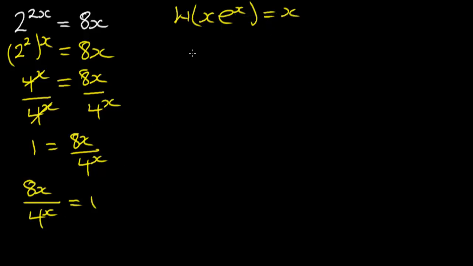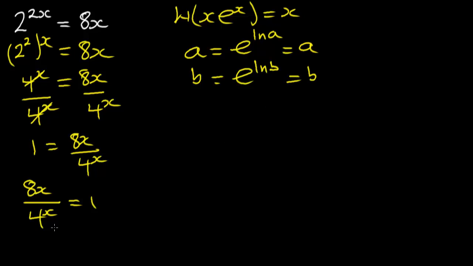Now by definition, when we have a, we can rewrite a as e to the power the ln of a, which in the end will give us a, right? So when we have b, we can also rewrite b as e to the power the ln of b, which will give us b. So here we want to write the denominator in this form so that we can get e in this equation. So doing that, we are going to have 8x over 4 exponent x is the same as e exponent the ln of 4 exponent x is equal to 1.